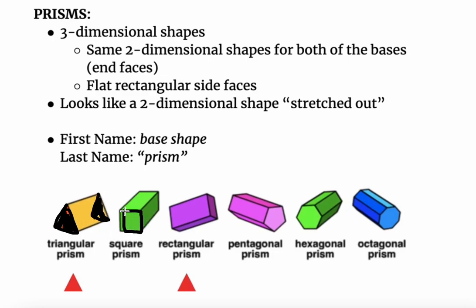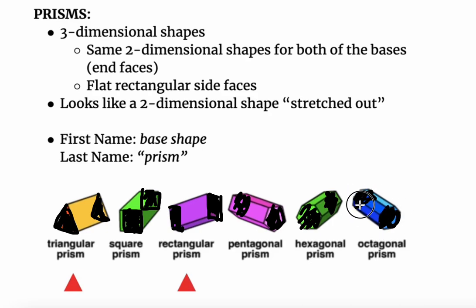Square prism has two matching bases, and they are both squares. Rectangular prism, in the front and in the back, there's a rectangle. Same with the pentagonal prism, one in the front, one in the back right there. Hexagonal prism, one in the front, one in the back. Octagonal prism, one octagon in the front, one in the back right there. So they are matching.